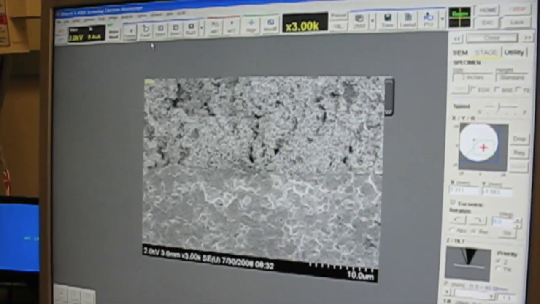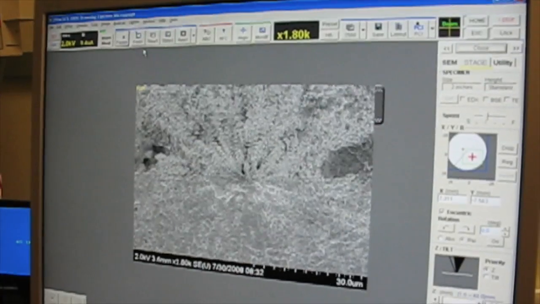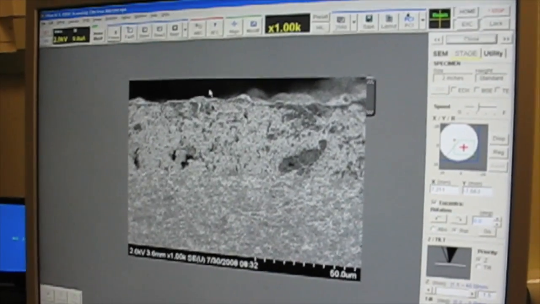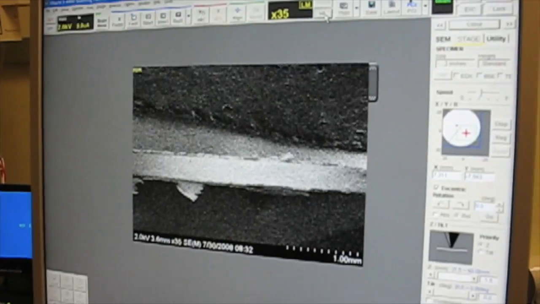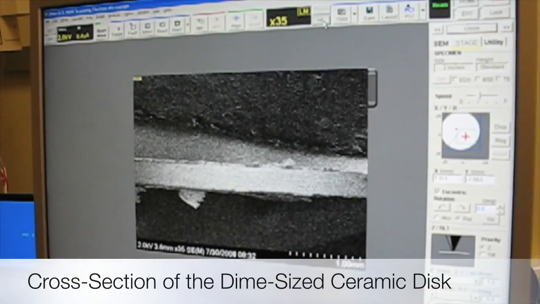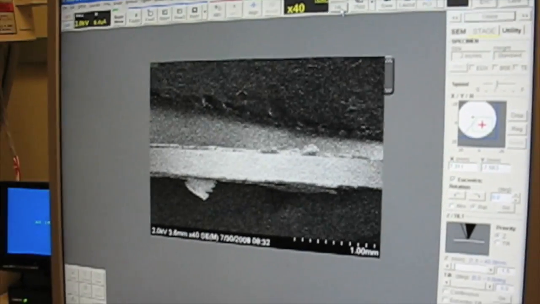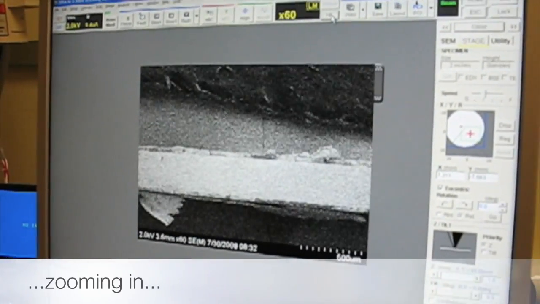Keep going. This is your typical optical microscope range. Alright, keep zooming, 1,000 power. Alright, now we just zoomed out to 35 power, and what we're looking at is a little tiny wafer from the edge on.